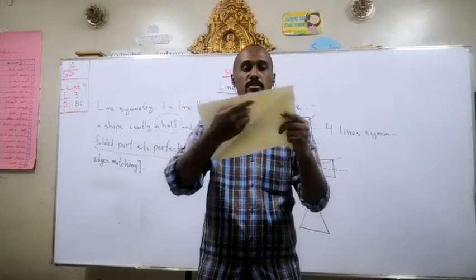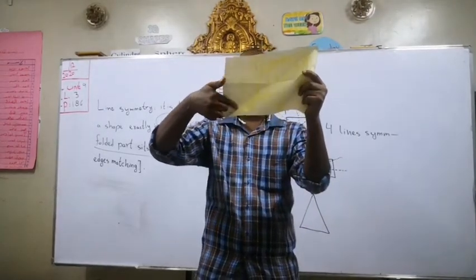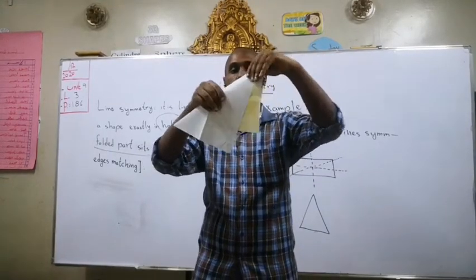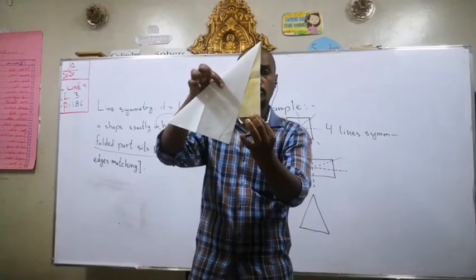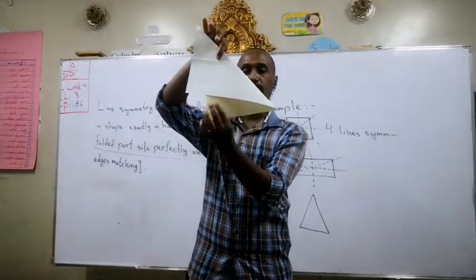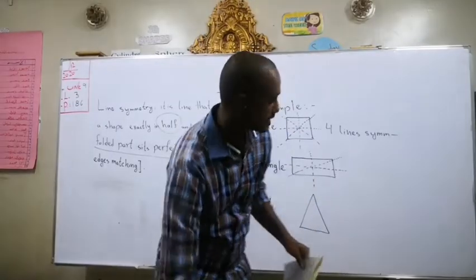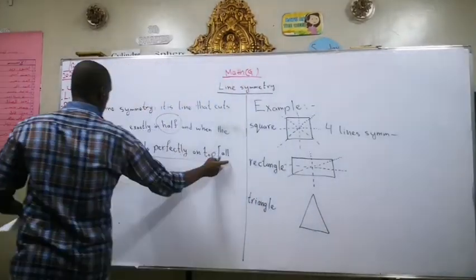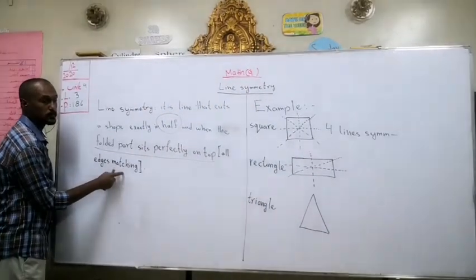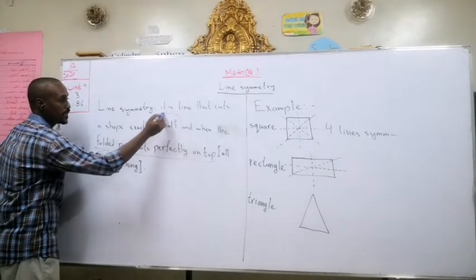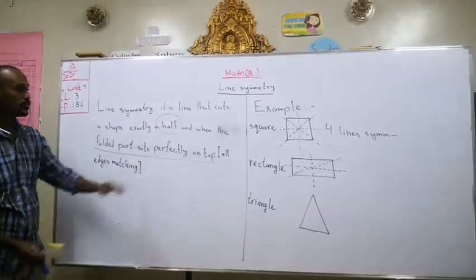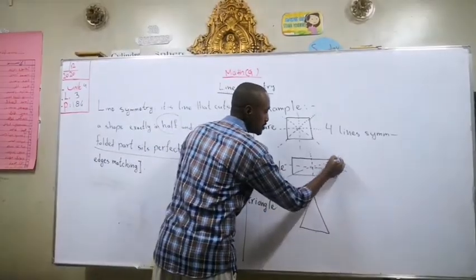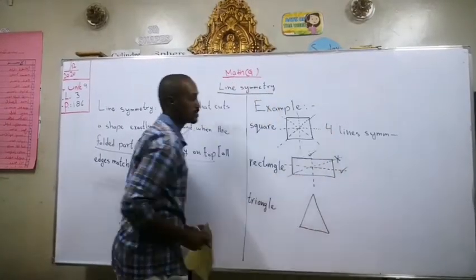But if I did it like this, the line will be like that. So let's fold it. You should not see any yellow parts. Look, here we have a yellow part, and if I rotate it, here you can see the yellow part. So this cannot be a symmetry line, because when you fold it, all edges are not matching. Yes, it divides into two halves, but the edges do not match. So this is not a symmetry line. This is the symmetry line, and this is the symmetry line.